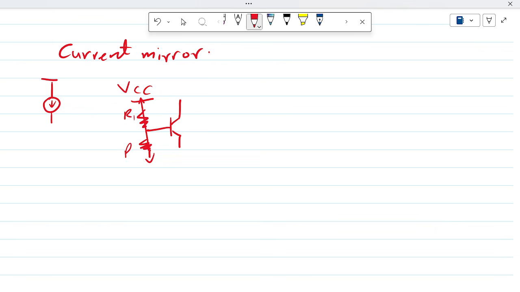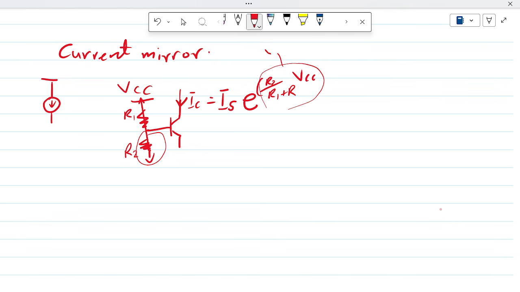R1, R2 to behave as a current source, then what will be the value of the current IC going through the transistor? IC is going to be IS exponential the voltage, which is going to be R2 over R1 plus R2, that's voltage divider, times VCC. So all this expression replaces the VBE, all divided by the thermal voltage, which is 26 millivolts at room temperature.